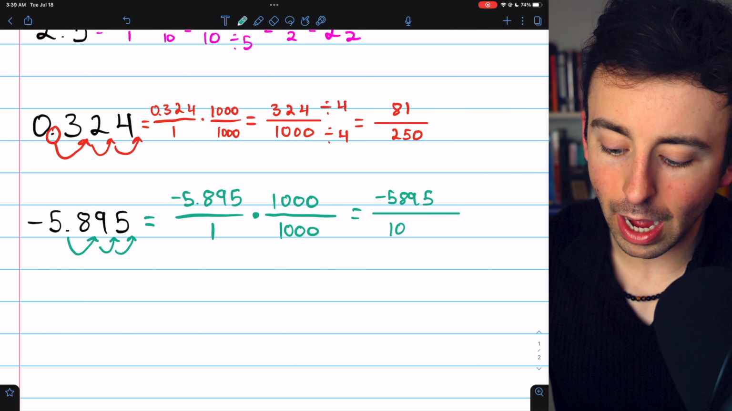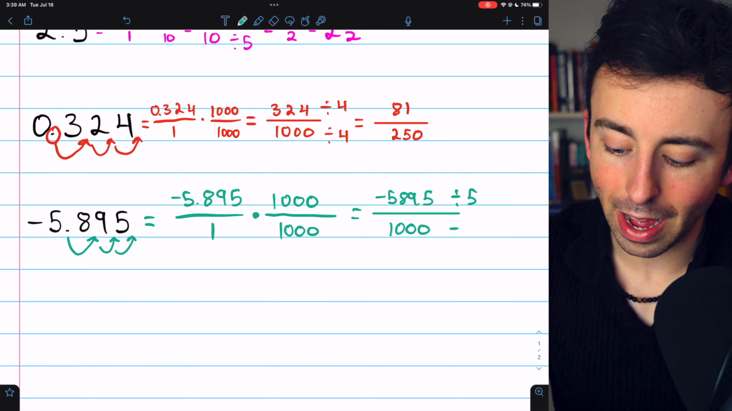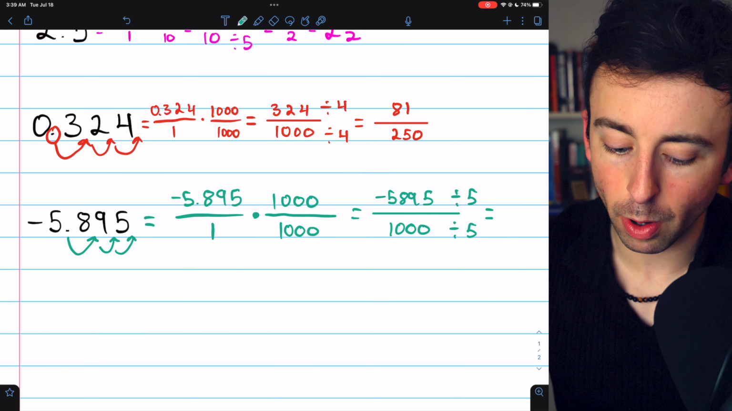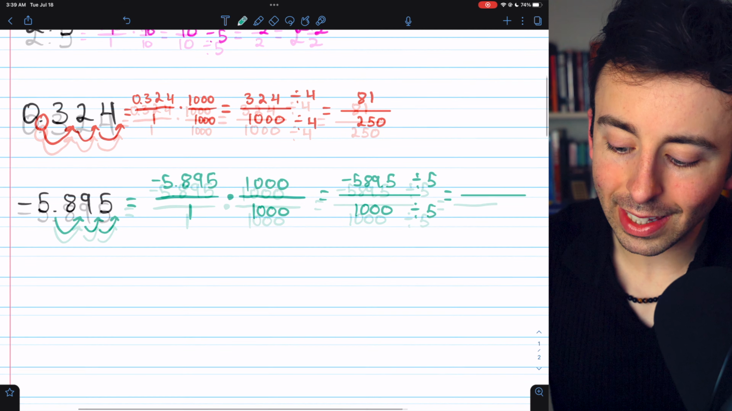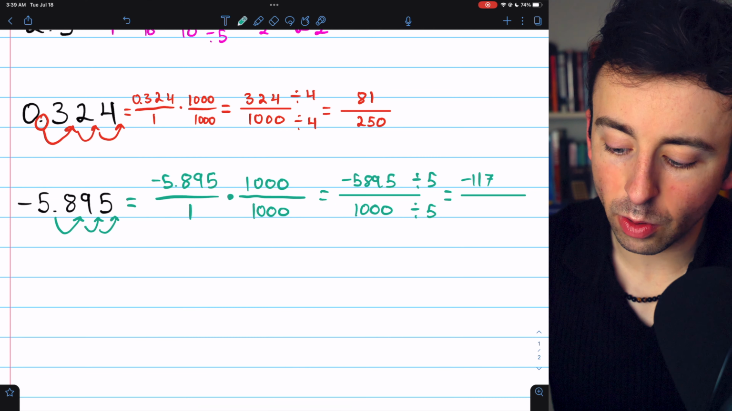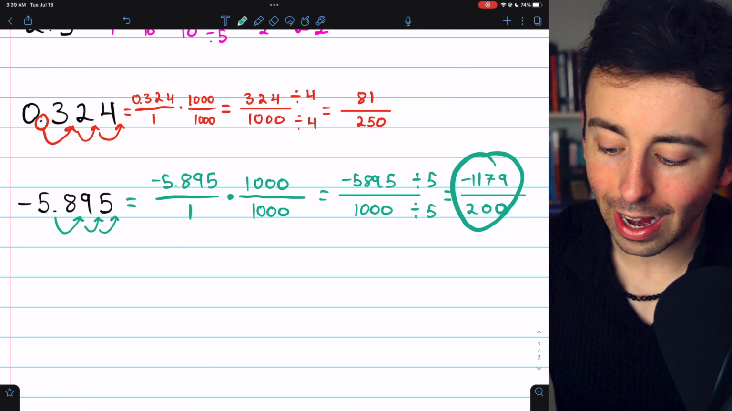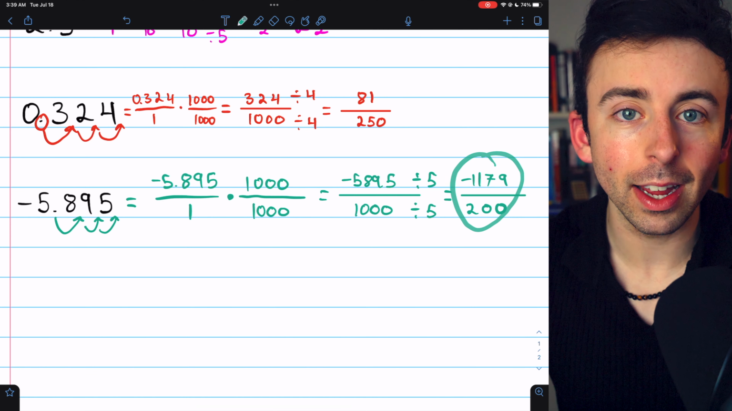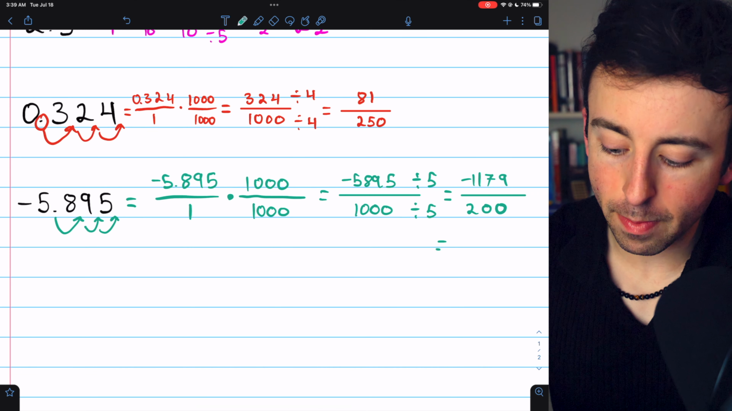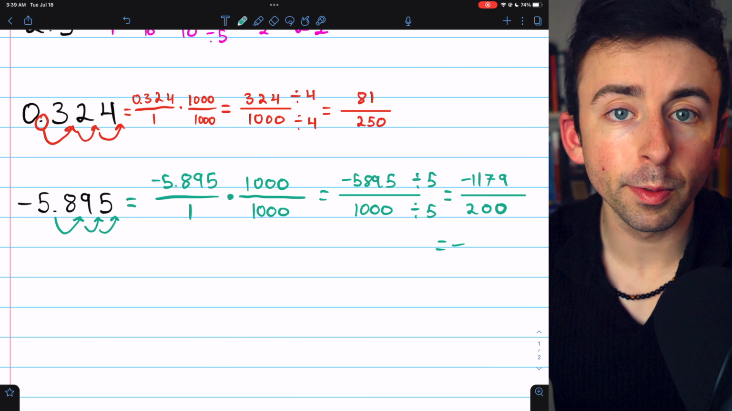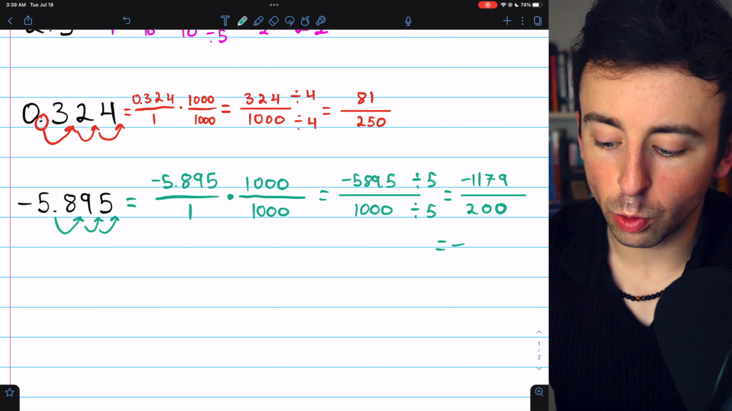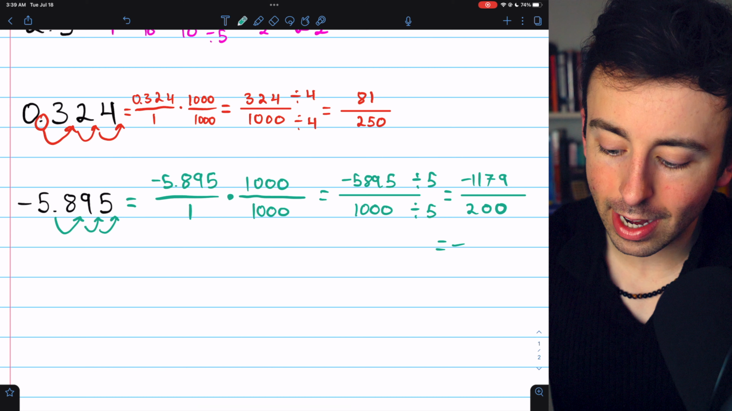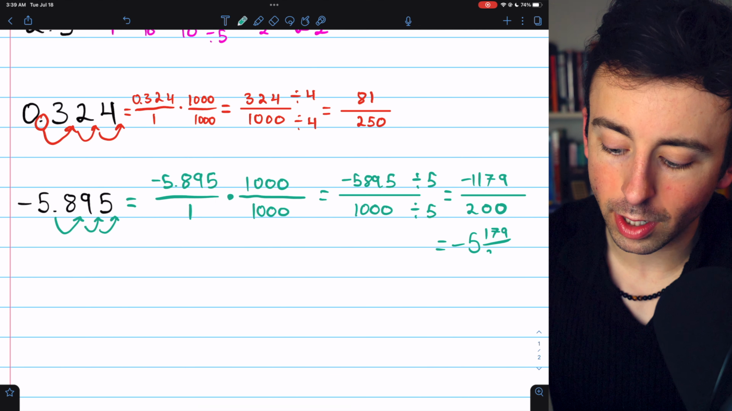Both the numerator and denominator here have a factor of 5, so let's divide them both by 5 to simplify. That leaves us with negative 1,179 over 200, and this fraction is fully simplified. If you wanted to write this as a mixed number, well, you need to make sure it's negative, and 200 goes into 1,179 5 times with 179 over 200 left over.